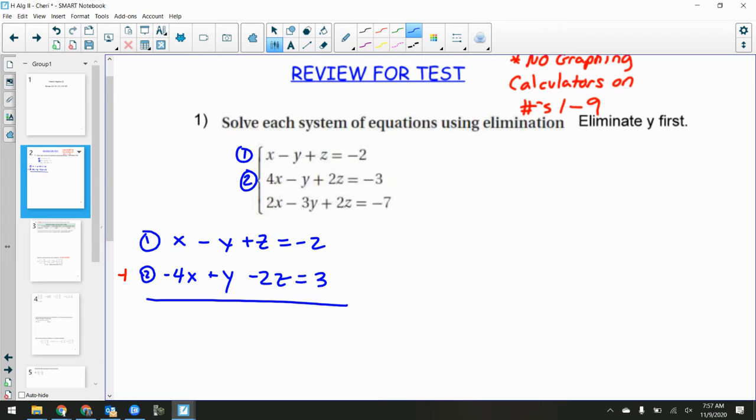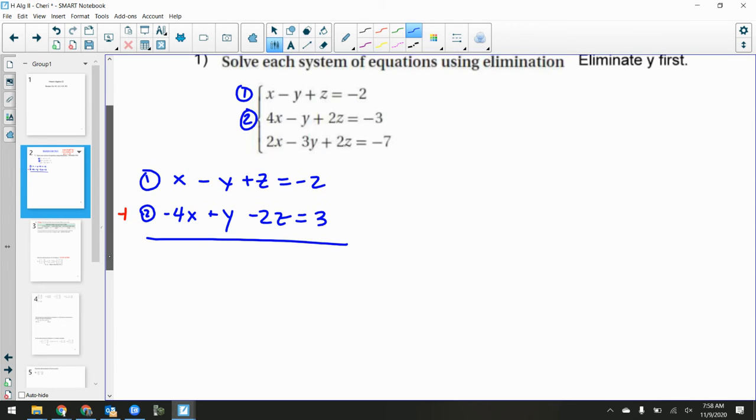All right, so we decided to go with equations 1 and equation 2 and multiply equation 2 by -1. So that's what you see here. Regular old equation 1 and then multiply -1 times equation 2, which gets us a -4x, a positive y, a -2z, and a positive 3. Now I add down and I get a -3x. The y's cancel out, the y's eliminate. Negative z is equal to positive 1.